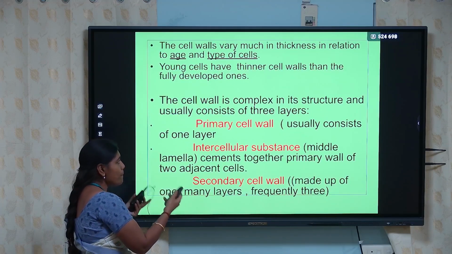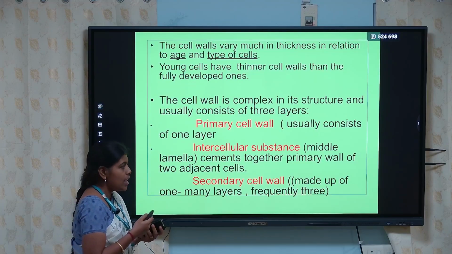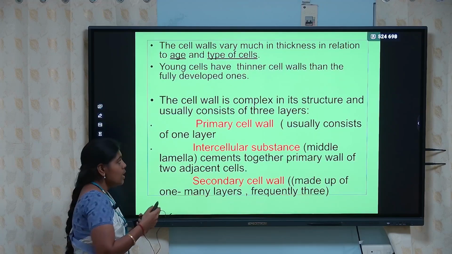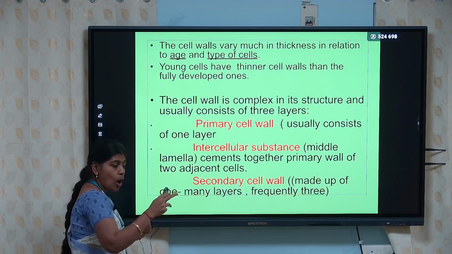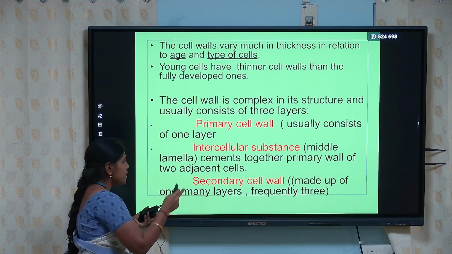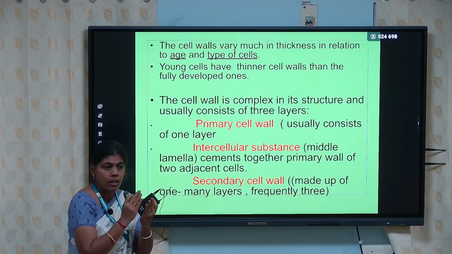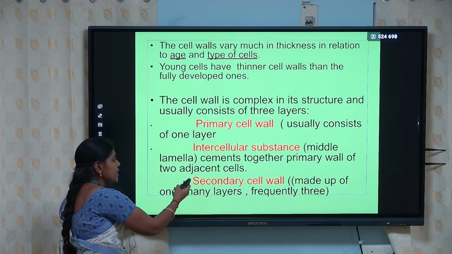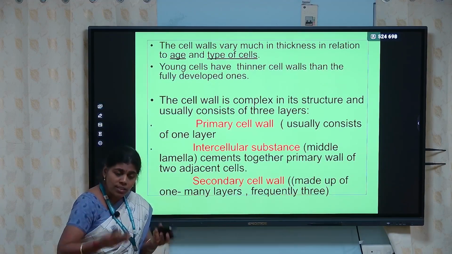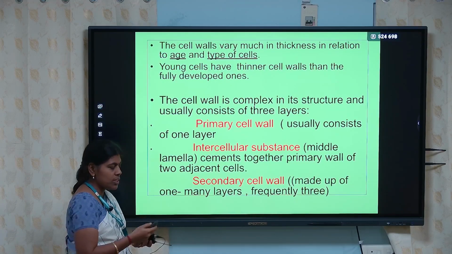The cell wall is a complex but very interesting structure. In the ultrastructure, we have the primary cell wall, the intercellular substance, and the secondary cell wall. What is the primary cell wall? It consists of only one layer. Coming to the intercellular substance, the very important thing is the middle lamella, which gives the cement-like bonding to the neighboring cells. The secondary cell wall is made up of many layers, and most cell walls have 3 layers. What are the 3 layers? We are going to see.